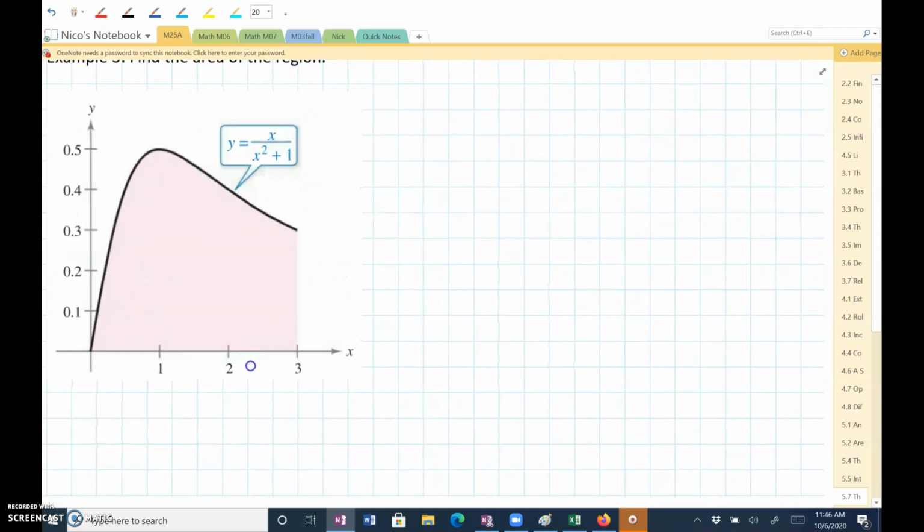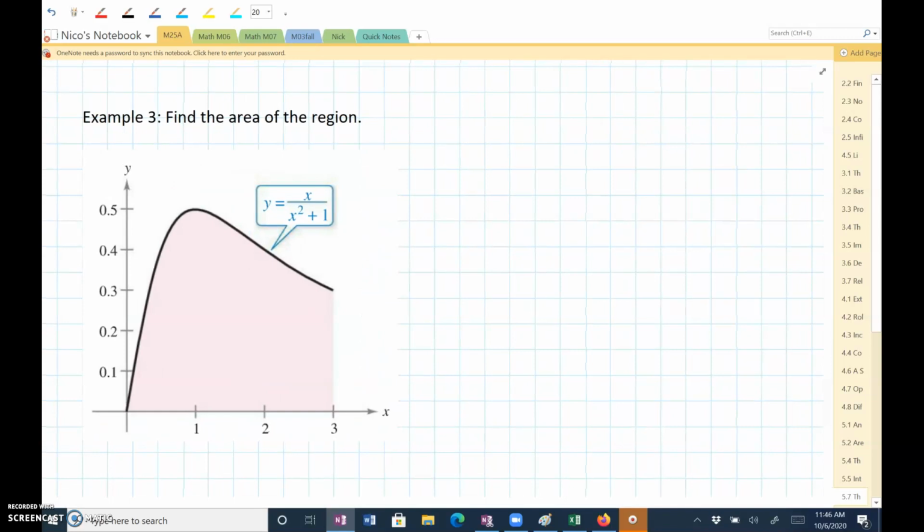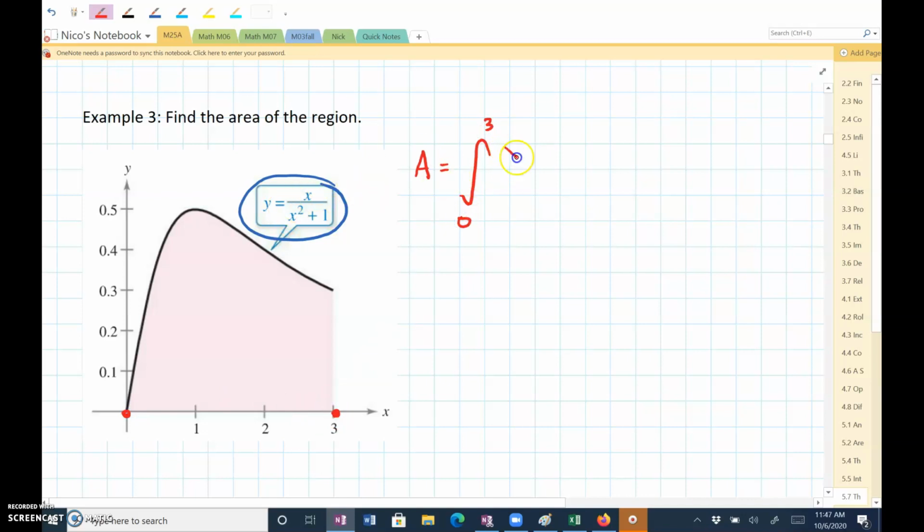All right, example 3. Find the area of the region. So we're finding the area underneath this curve. So area equals the integral from 0 to 3 of x over x squared plus 1 dx. Again, I'm going to see if I can use the integral of 1 over u du equals the natural log of the absolute value of u plus c.